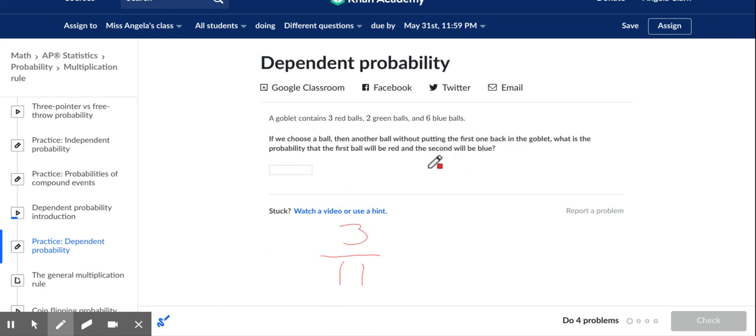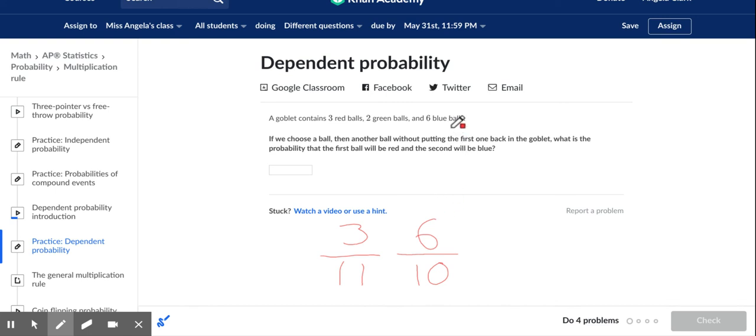So my probability of getting a red ball is 3 out of 11. My probability of getting a blue ball on my second pick: on my second pick, one of the balls is gone. So the denominator has changed. There are now only 10 balls in the goblet. 6 of them are blue, so there's 6 possible ways that I could get blue balls.